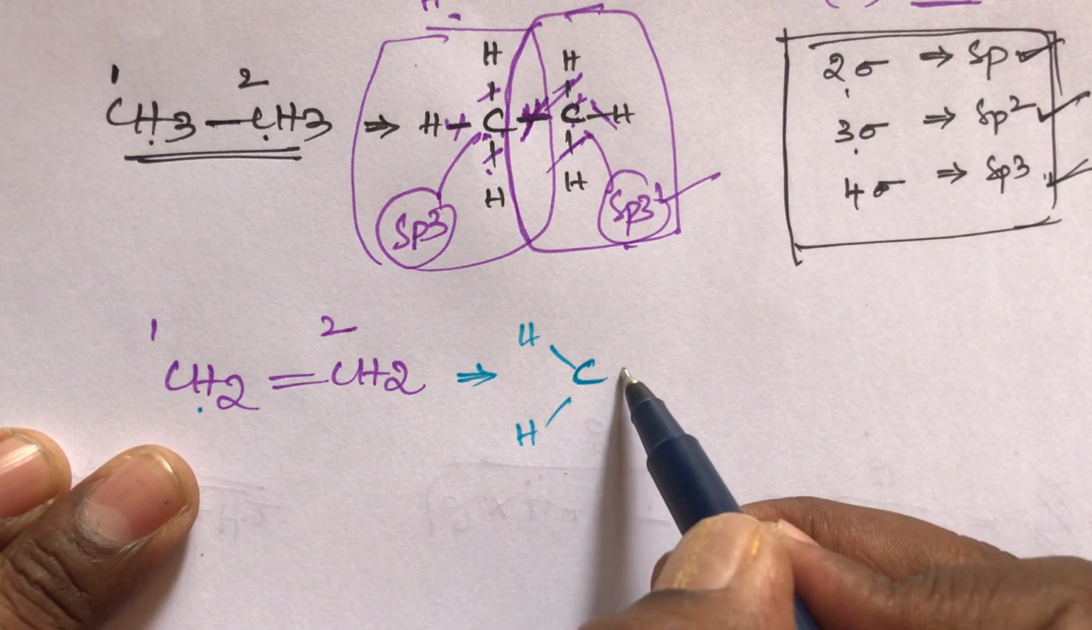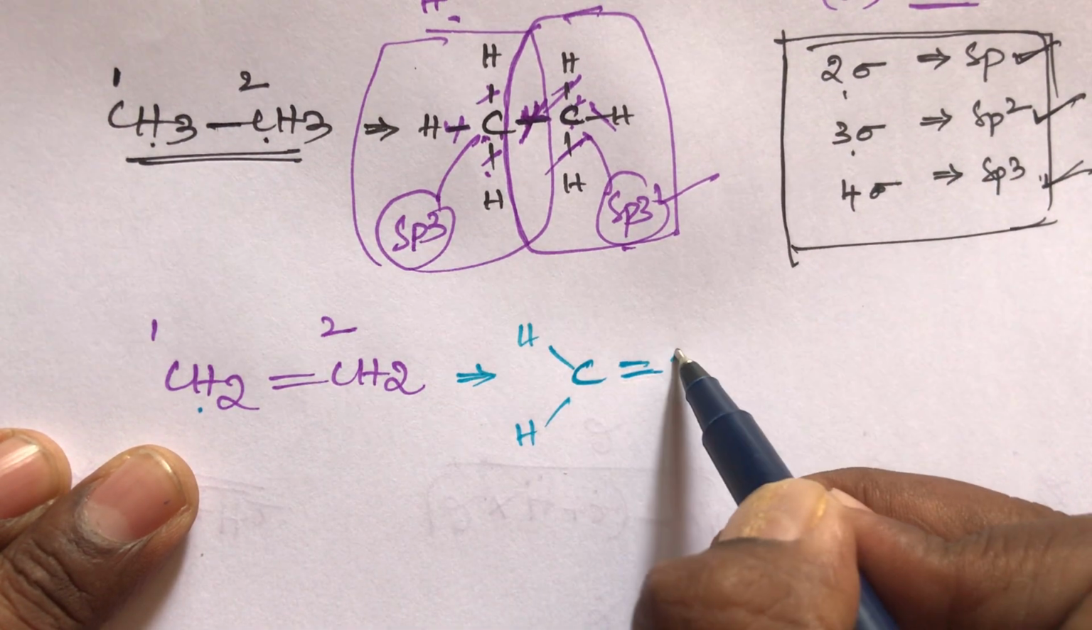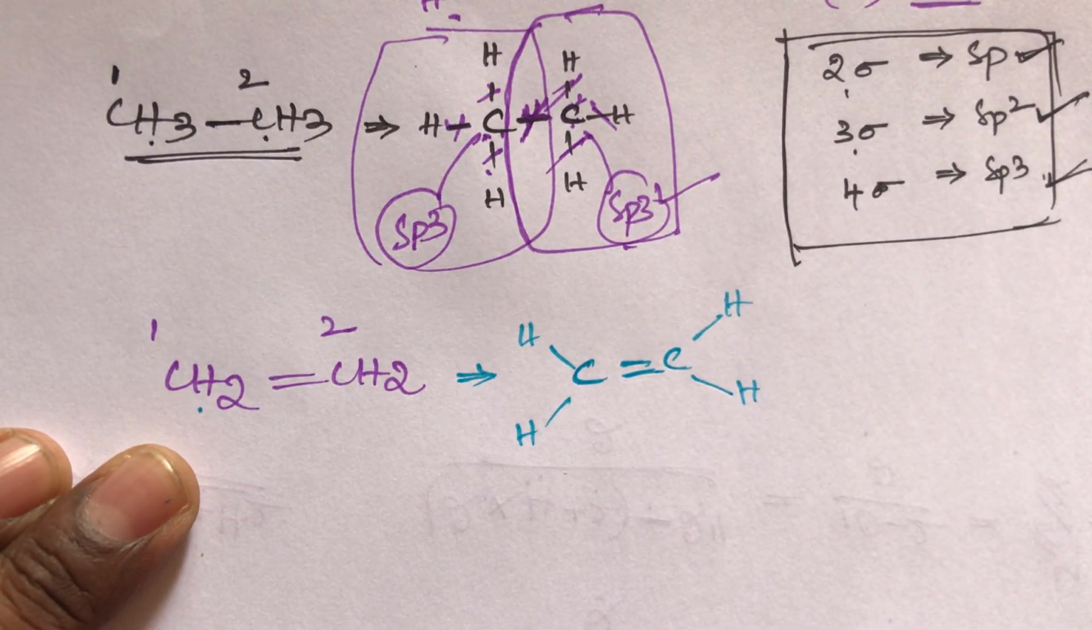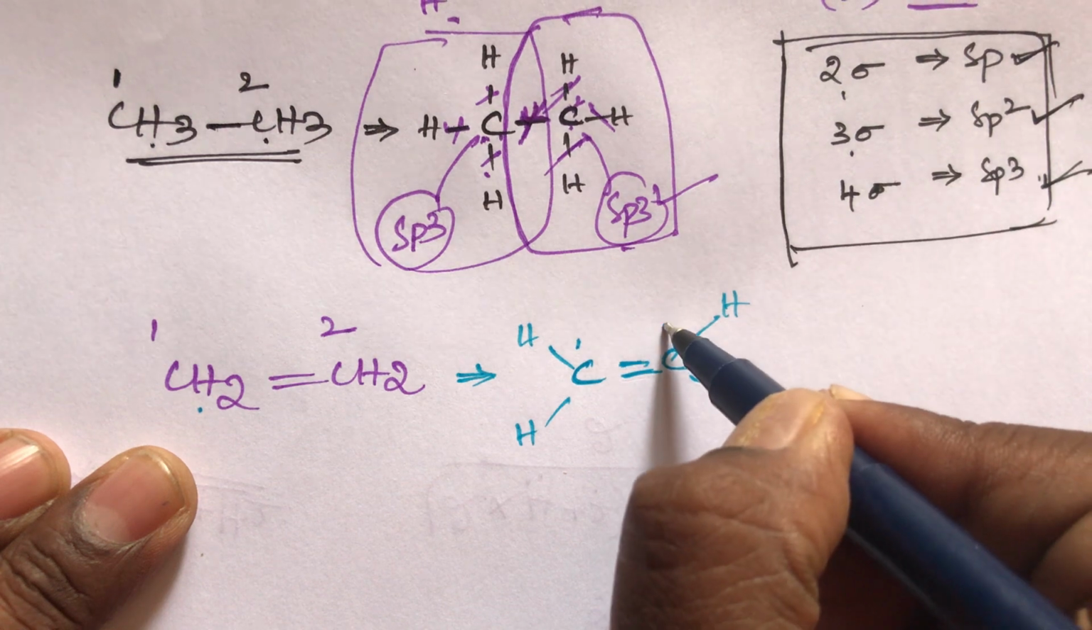Then after that, a double bond is there, so put the double bond. The right side carbon also has the same hydrogens: here one hydrogen and here also one hydrogen. So he is asking the hybridization of the first carbon and second carbon.